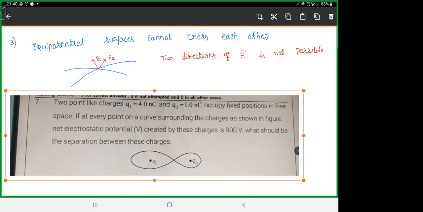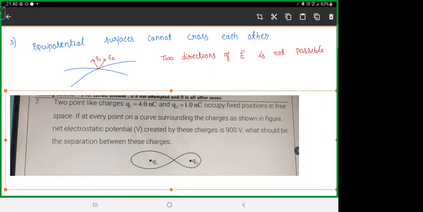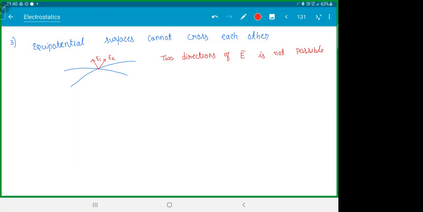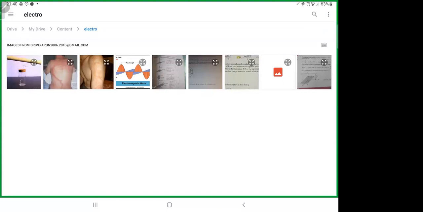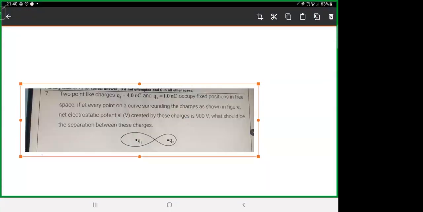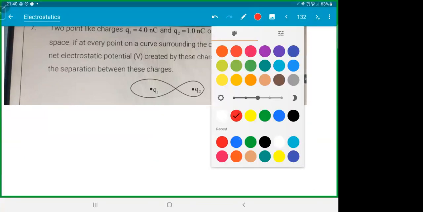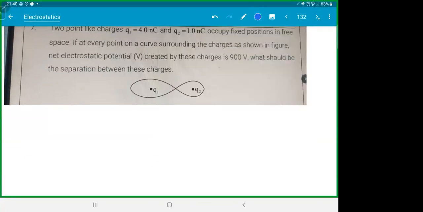There, this is a question. Let me do it on the next page. Read the question. He's saying there are 2 charges, Q1 and Q2. They occupy fixed position. This curve which is there is equipotential. He gave it, he said this is equipotential, no doubt.